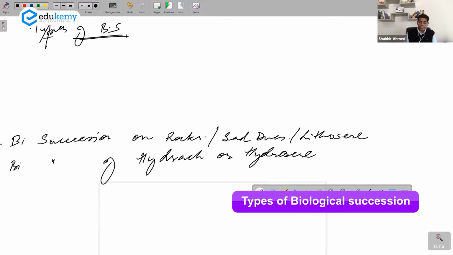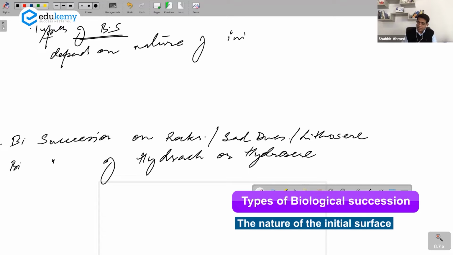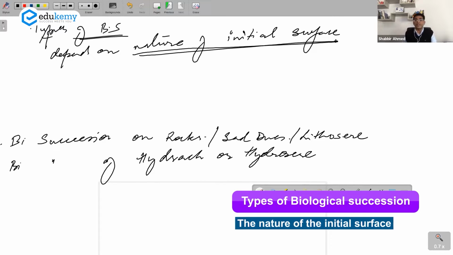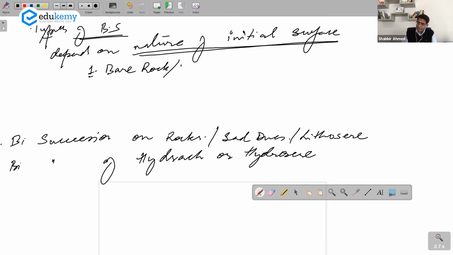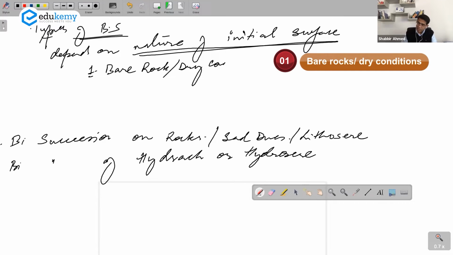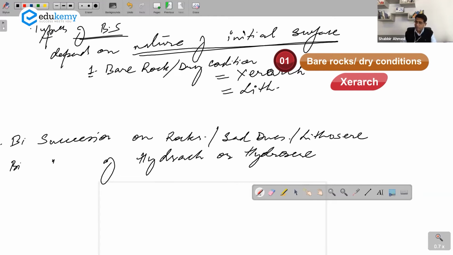The types of biological succession depend on the nature of the initial surface. If it is bare rock or even dry conditions, they're almost the same, we call this hydrarch. We also have almost the same lithosere.